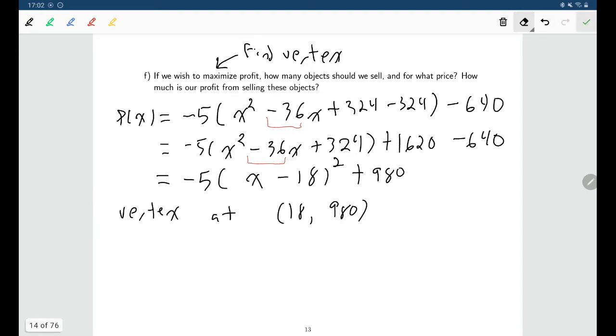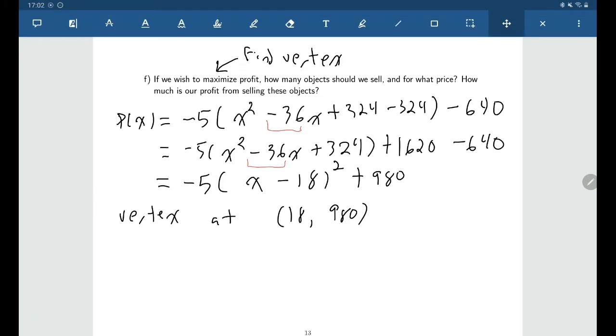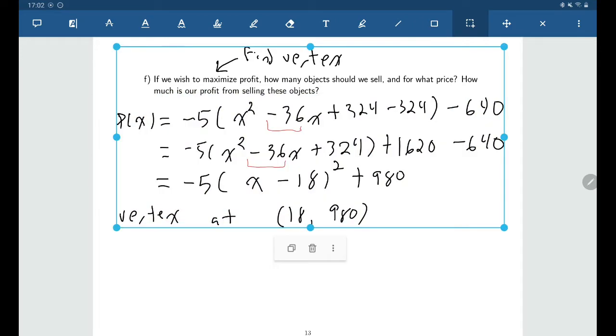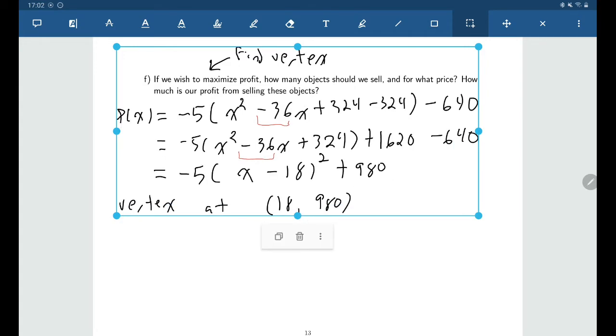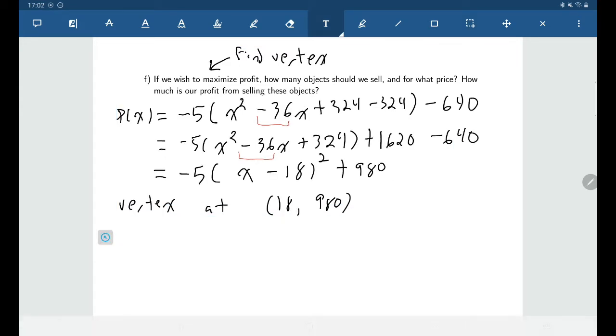So there we go. We know where the vertex is, and now all we need to do is make our conclusions and talk about what we get as our result from all of this. What does all of this mean? So first off, remember that X is the number of items that we sell. So to maximize profit, we sell 18 items, and the maximum profit is $980. Remember that the profit function has the input as number of items and the output as the profit.